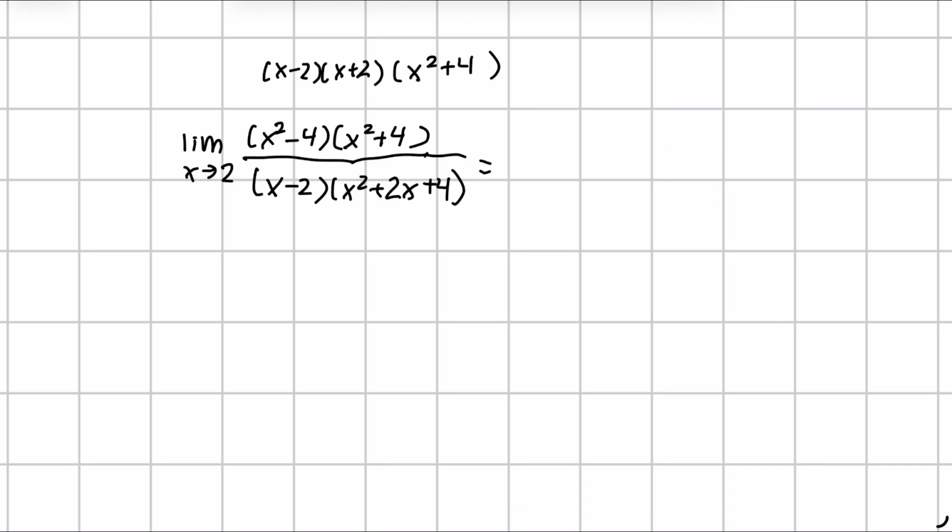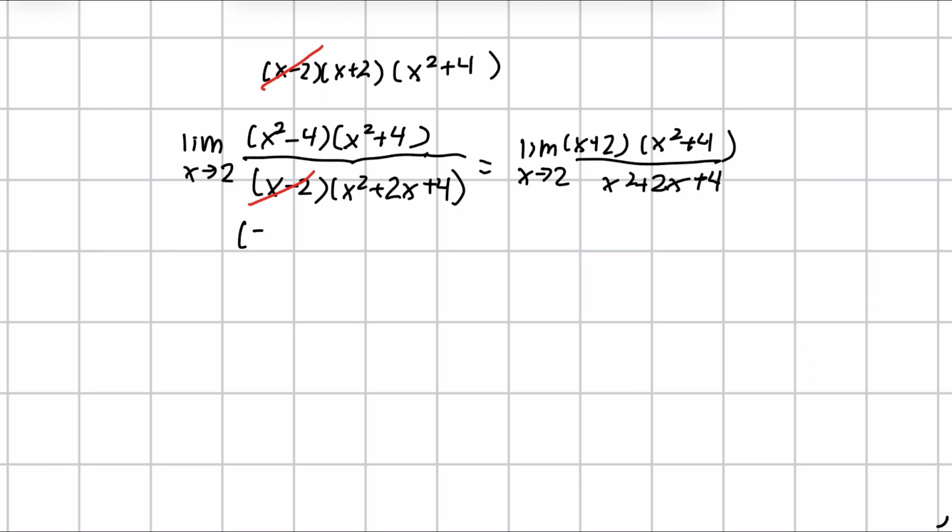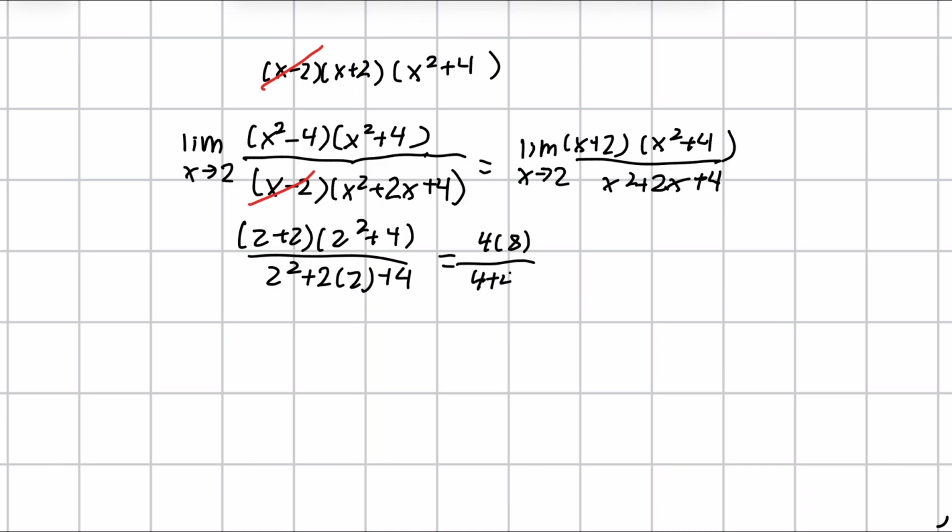So after this, let's cancel out that x minus 2. We are left with the limit of x plus 2 times x squared plus 4, as x approaches 2, divided by x squared plus 2x plus 4. So if we substitute in now, we have 2 plus 2 times 2 squared plus 4, and we have 2 squared plus 2 times 2 plus 4. That is 4 times 8 over 4 plus 4 plus 4. That's 32 over 12, and we get 8 over 3.